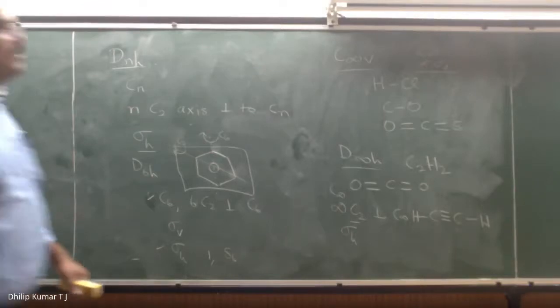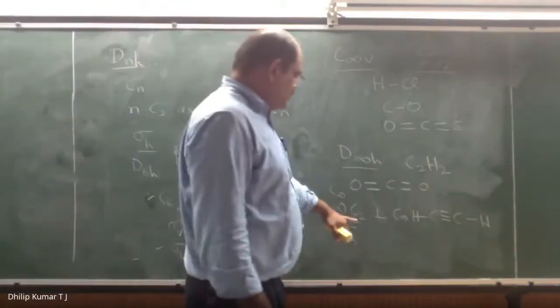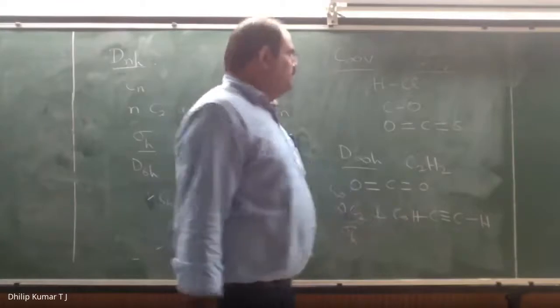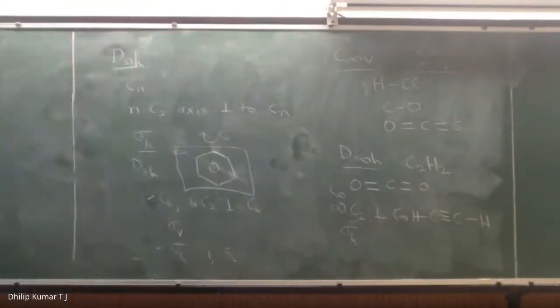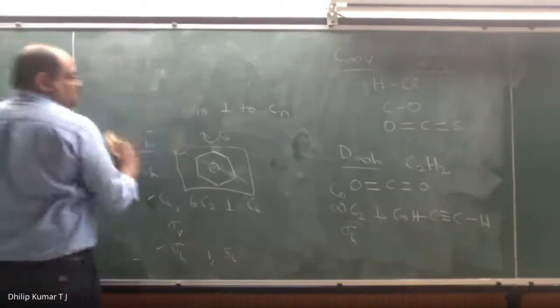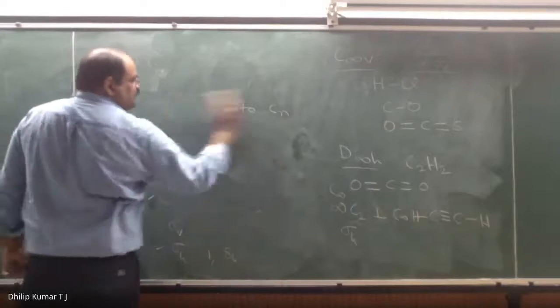It doesn't have that symmetry. I mean, this condition is not satisfied. C2 perpendicular to C infinity is not there in these cases. So it is just given as C infinity V. Okay, so these are all point groups, and there are other point groups.